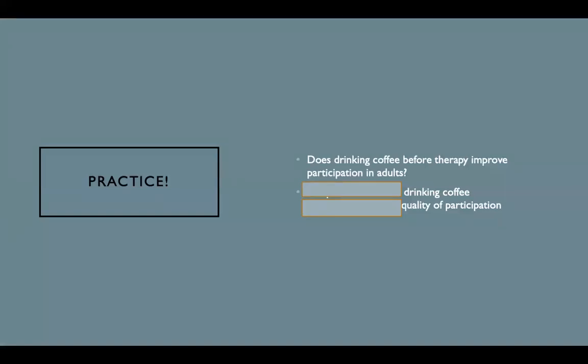Okay, another practice. Same thing, except this time you're given the variables and you just have to label which is which. So, does drinking coffee before therapy improve participation in therapy in adults? I know what my answer would be. Yes, please. So, is drinking coffee the independent or dependent variable? Good job. It's the independent variable, and the quality of participation is the dependent variable, which is what we're looking for, the outcome effect.